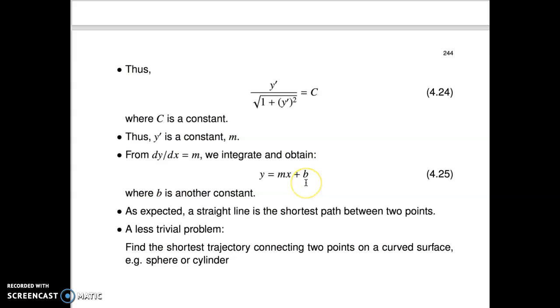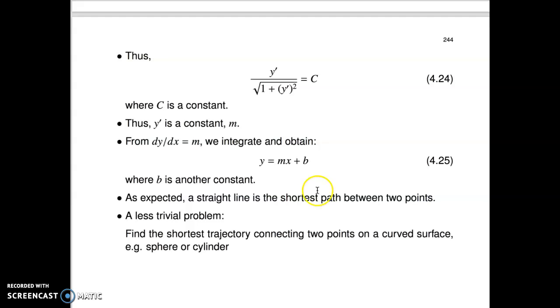This, of course, is the equation for a straight line between 2 points, the function which will give you the shortest path between the 2 points. That seems kind of obvious. Well, it is obvious, but this is a simple special case, a simple illustration of how to use the Euler equation. And we know what the answer is, so we have clearly done it right.